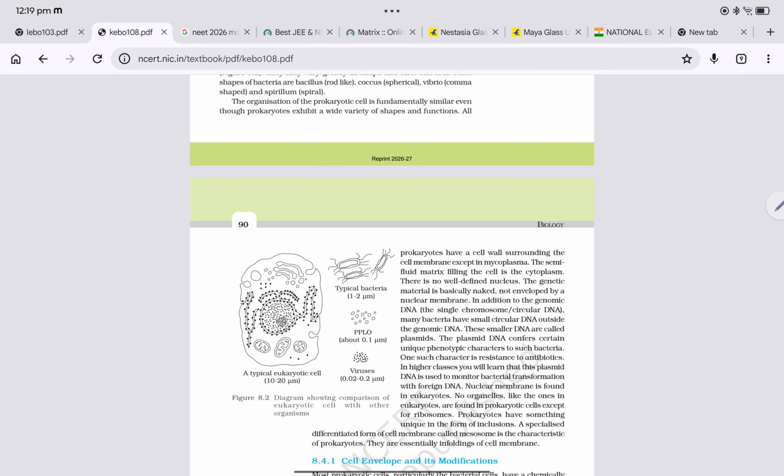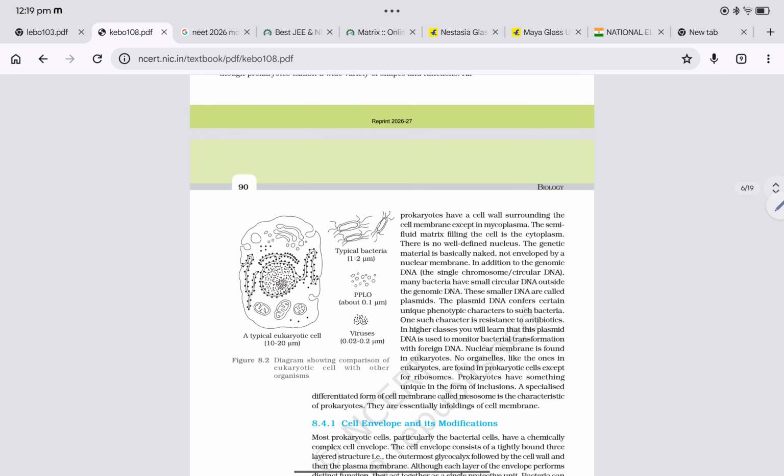In addition to the genomic DNA, the single chromosome circular DNA, many bacteria have small circular DNA outside the genomic DNA. These smaller DNA are called plasmids. The plasmid DNA confers certain unique phenotypic characters to such bacteria. One such character is resistance to antibiotics. In higher classes, you will learn that this plasmid DNA is used to monitor bacterial transformation with foreign DNA.